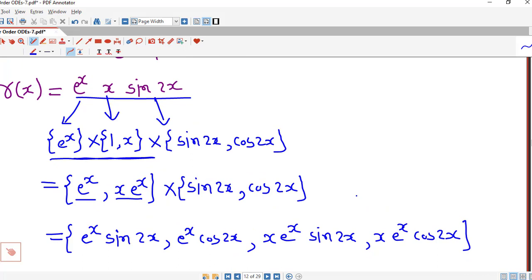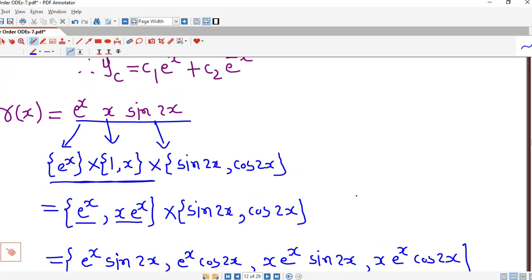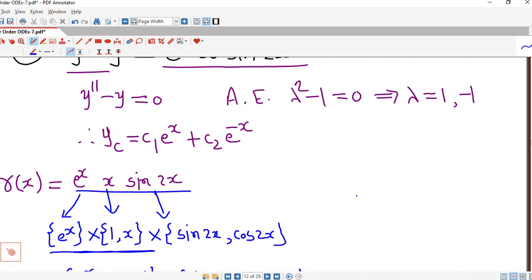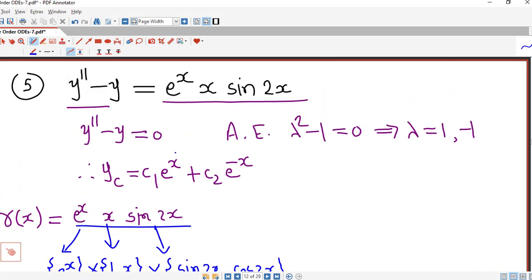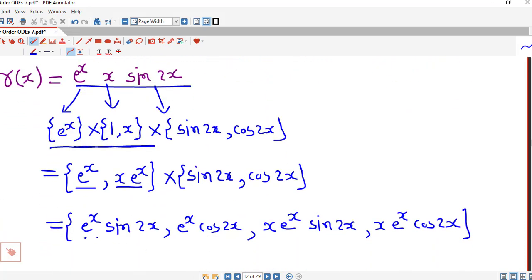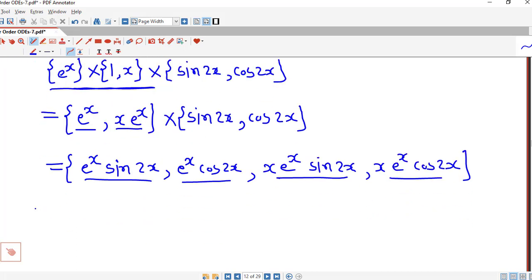Now we check whether any member of the Cartesian product is present in the complementary function or not. In the complementary function we have e raised to x and e raised to minus x. So that does not match with any member of this family. Therefore our choice for particular integral is a linear combination of elements of this family.